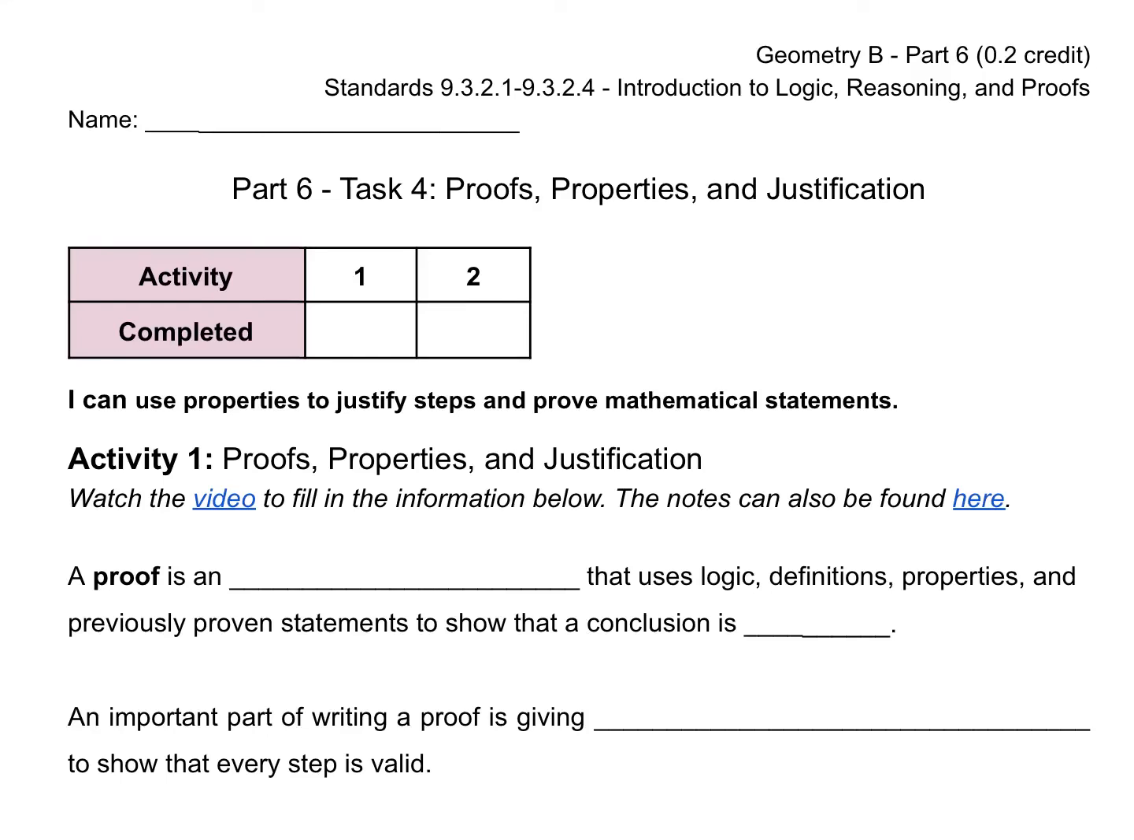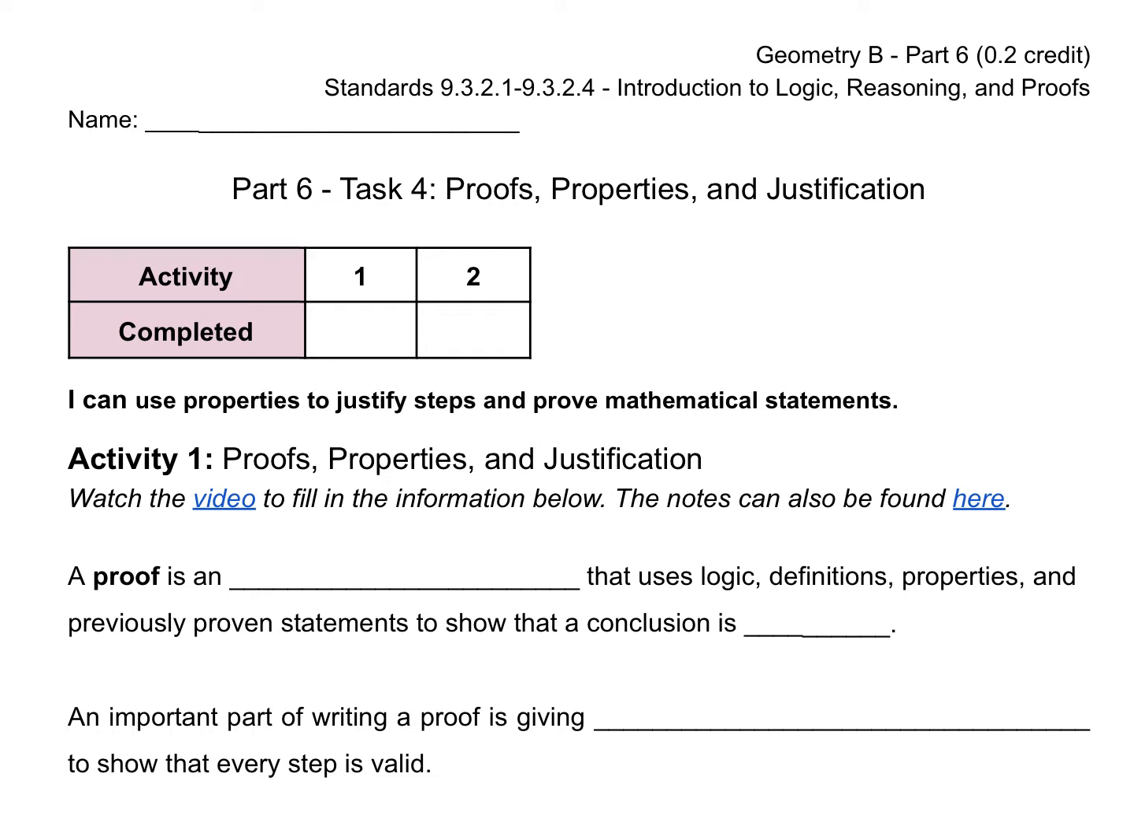When people think about geometry, they generally think about proofs. So here in this last task, we're going to get to the heart of what geometry is all about. By the end of this, you should be able to use properties to justify steps and prove mathematical statements. So first of all, what is a proof?